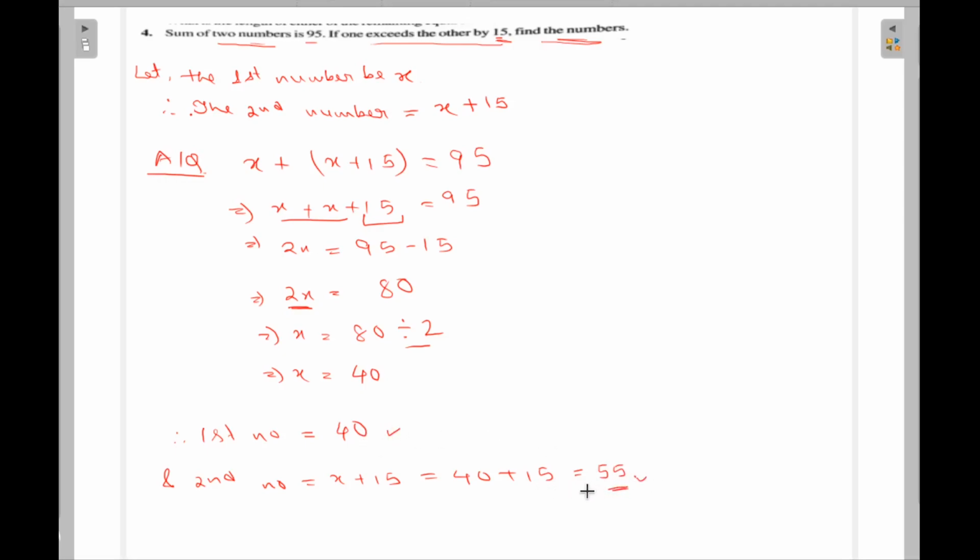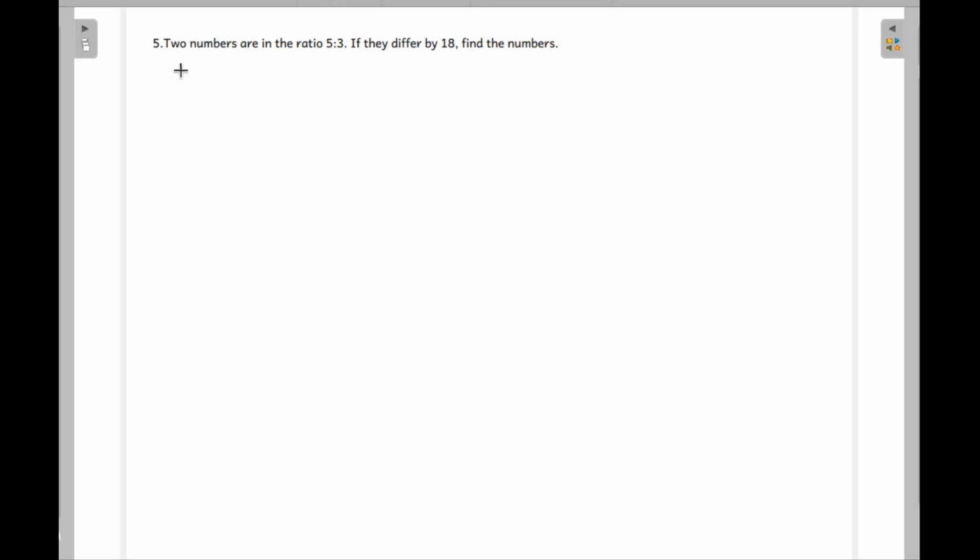Now, move to the next question. Two numbers in the ratio 5:3. There are two numbers that we don't know, but their ratio is 5:3. If they differ by 18, that means their difference is 18. Find the numbers. Now we have to find out the numbers.